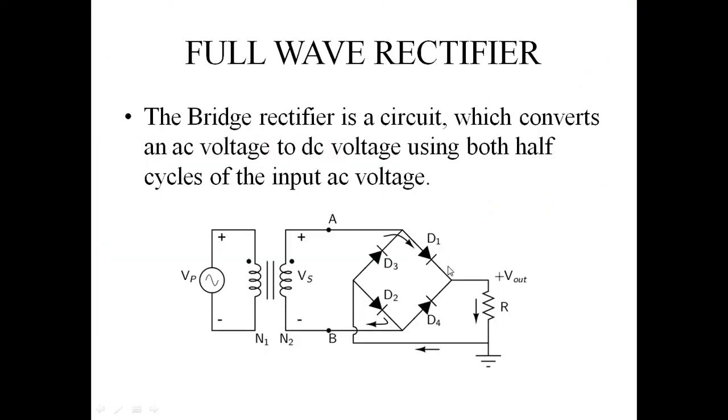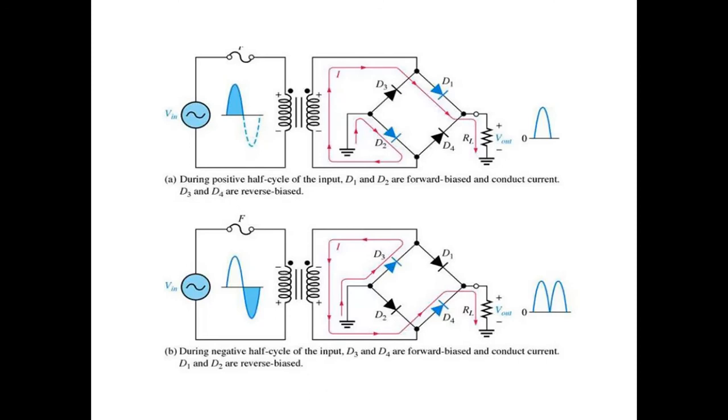So moving to the full wave rectifier. Full wave rectifier is of two types, center tapped and bridge rectifier. Here we explain the bridge rectifier, which converts an AC voltage to DC voltage using both the half cycles of the input AC voltage. Mainly in the full wave rectifier, the rectified output we get is from both positive and negative half cycles. This is the complete system of the bridge rectifier.